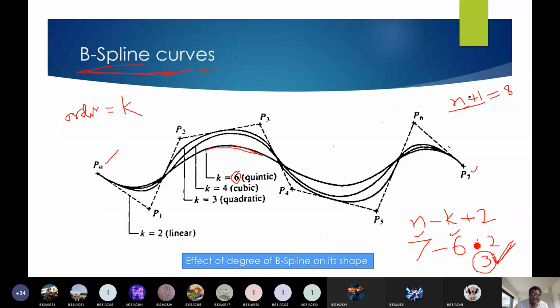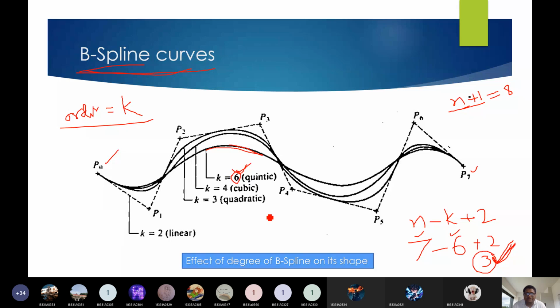Each segment is influenced by how many control points? What is the k value? The corresponding k value is 6, right? So each segment is influenced by 6 control points. So k is the order, right? You can understand that the k value decides the overall number of segments, and also how many control points control each segment. That also you can understand from the k value, but which may not be the same.